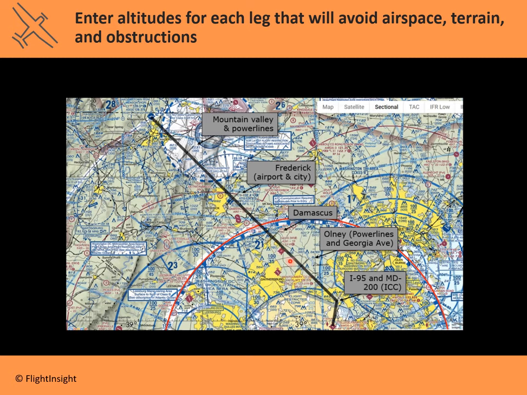So we've got the two pieces of information we need for that. We have our leg distance and our ground speed. So distance equals rate times time. That's how we'll figure this out. And we can make it easier. We can use the slide rule side of the E6B. So let's do this first leg. How long is it going to take us to go 6 miles if we're doing 85 knots?